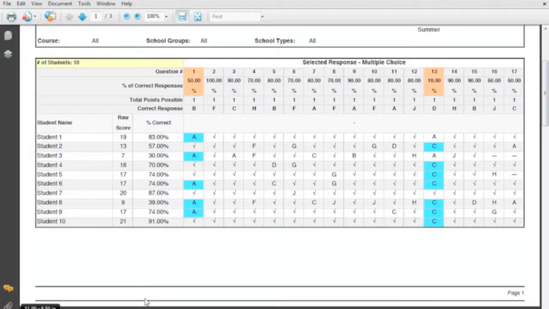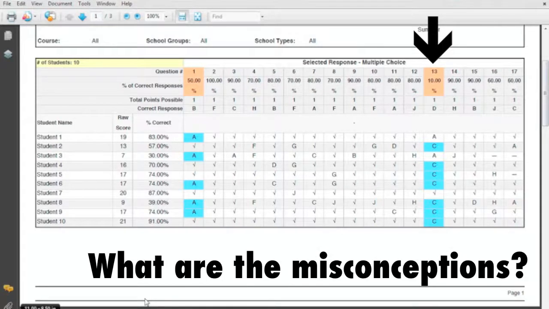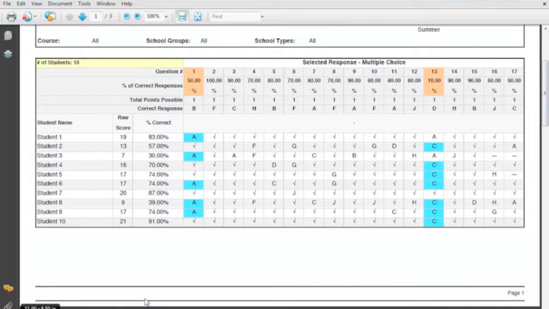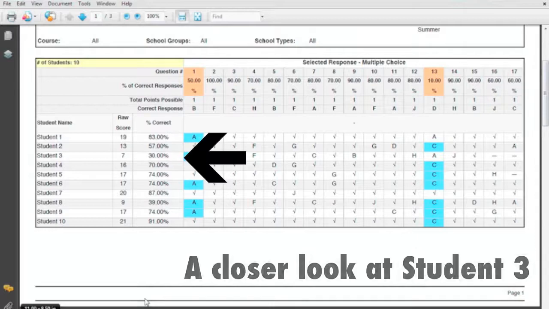In much the same fashion, I would attack the other questions I've identified as important and difficult for the students, and try to figure out why they answered what they did and what misconceptions they may have based on their answers. These strategies are very similar to the ones I used in the Analyzing Item Analysis Reports video, so I won't repeat them again here. Instead, I want to focus on what this report can tell me about individual students. Let's take a look at student number 3.